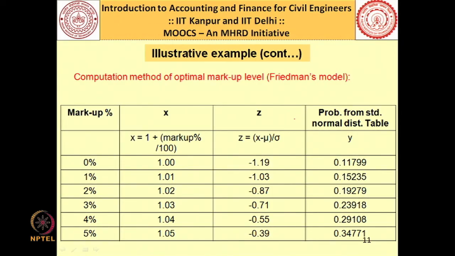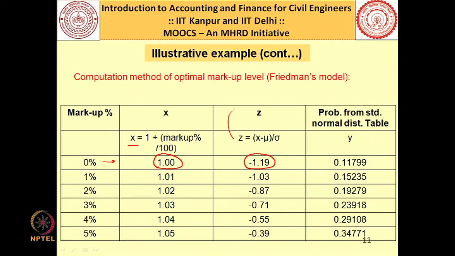Now, for this table, as I told you in step 1, you have to take a smaller percentage of markup to start with, and from there only you can calculate the expected markup value. So, let us say the markup percentage is 0%, that is, I am bidding at no profit, no loss. In that case my x is going to be 1. So, z will be minus 1.19.